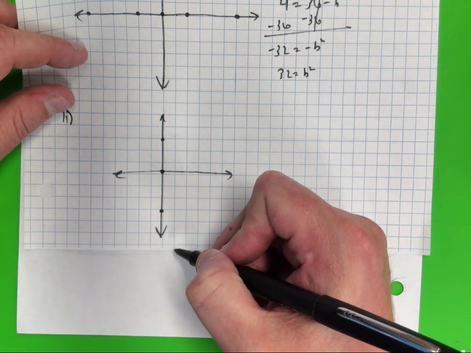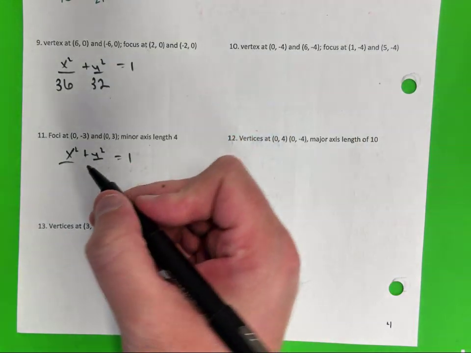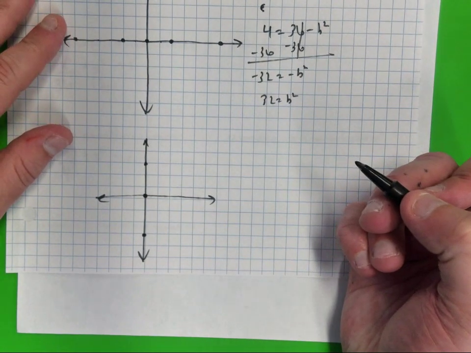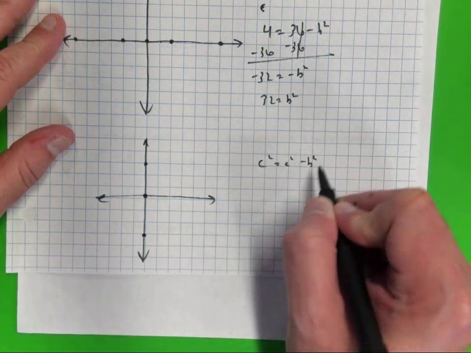The minor is the X. So you just told me the B was 4, so I'm going to put that under the X. Do y'all see that? Now, I don't know anything about my major axis. I just know my foci there. So could I use that formula to find A squared? Yes. C squared equals A squared minus B squared.